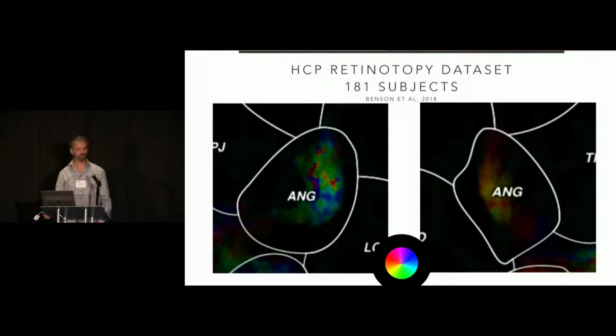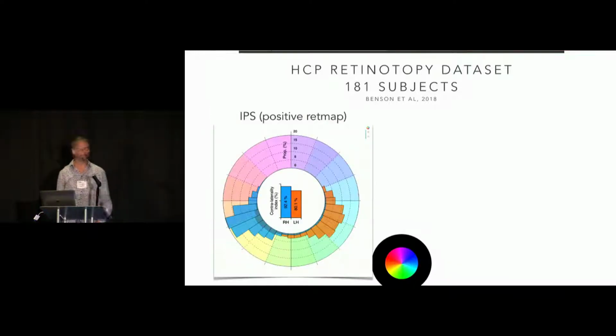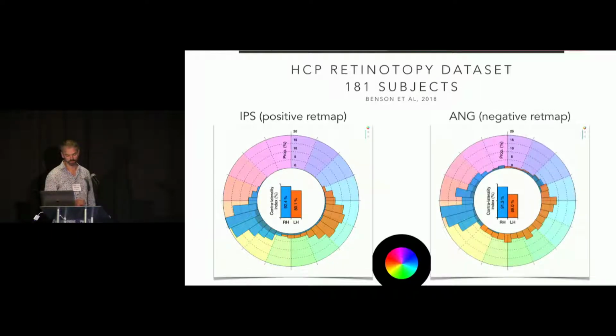Now, this sort of visual intuition we can quantify by means of drawing polar angle histograms, which I'm doing here for positive retinotopic maps in the intraparietal sulcus. So these are polar angles colored separately for each hemisphere. You see that the left hemisphere represents contralateral visual space, and vice versa for the right. You can then calculate a contralaterality index, which is near 1. This is the type of thing that you would expect for a standard retinotopic map. If you do the same for the angular gyrus, you see more or less exactly the same pattern of polar angle distributions.